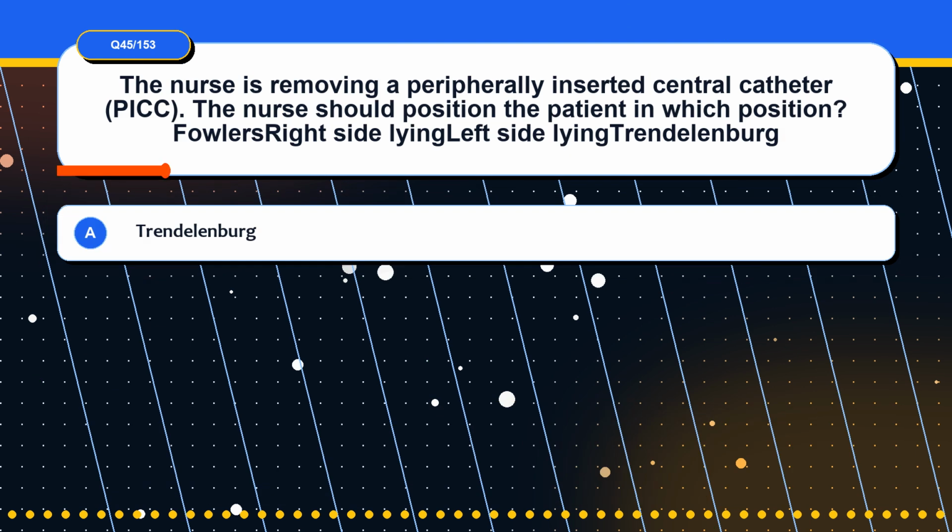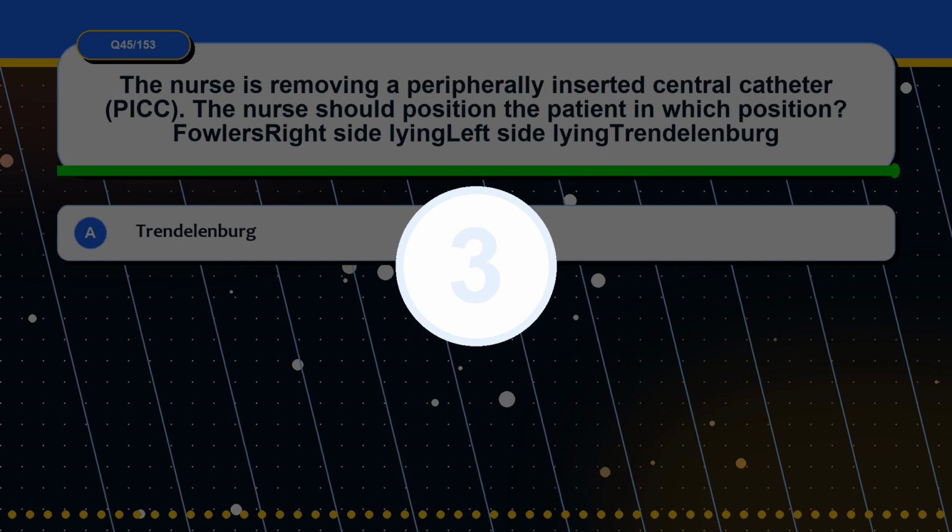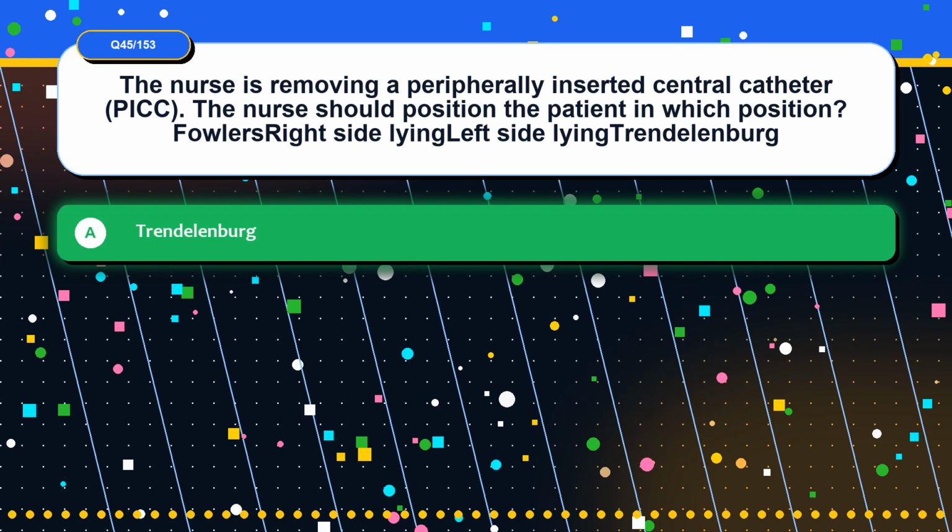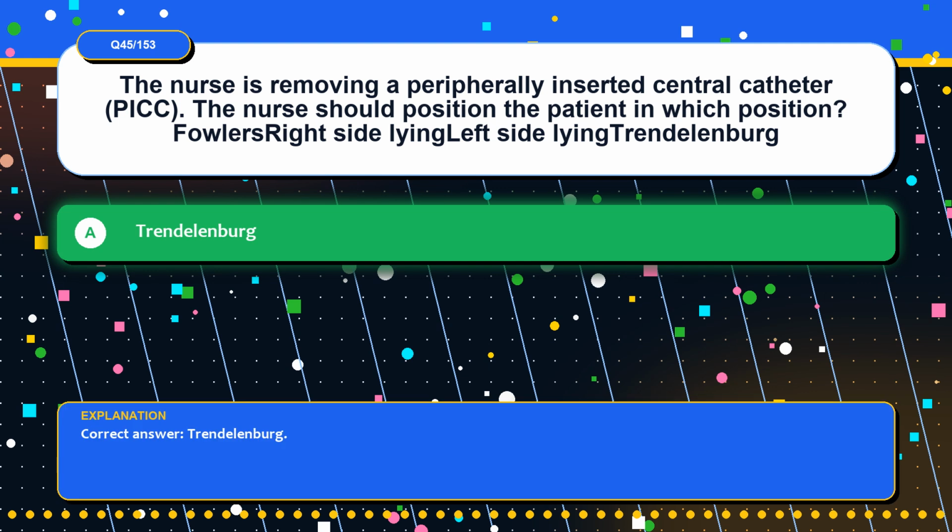Question 45. The nurse is removing a peripherally inserted central catheter, PICC. The nurse should position the patient in which position? Fowler's, right side lying, left side lying, Trendelenburg. Here are the options. Option A, Trendelenburg. The correct answer is option A. Trendelenburg. Correct answer.